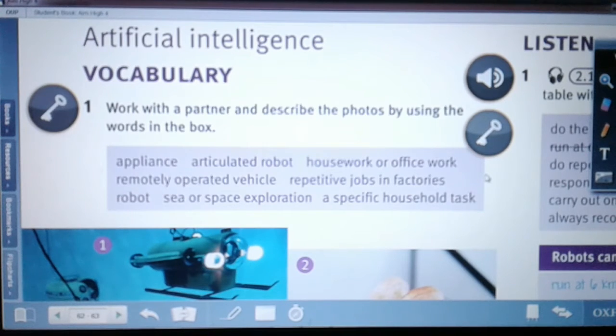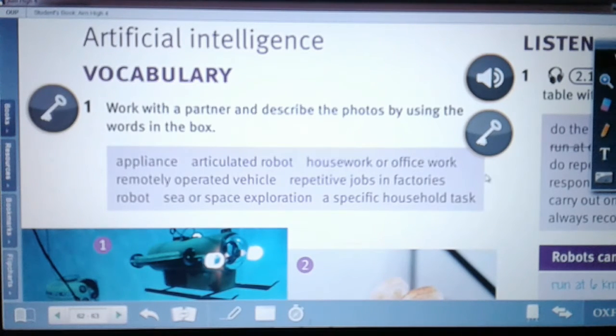Now I'll tell you the definition of appliance. Here, appliance means a machine designed to do a specific job in your house. For example, a coffee maker. A coffee maker is a machine, right? And its job is to make you a cup of hot coffee. That's the example. Okay, so now take a look at articulated robot.